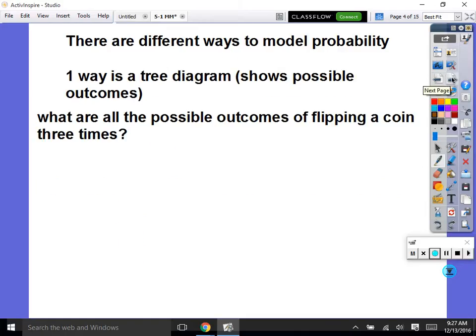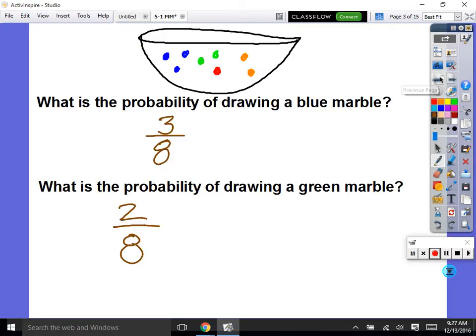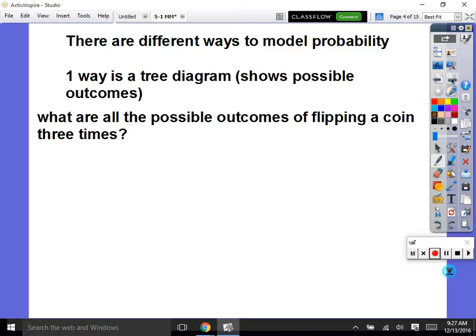There are different ways to model probability. One is a tree diagram, which shows the possible outcomes we could get, and we're going to learn how to do that. Instead of looking at actual probabilities, we're going to look at independent events, where I'm doing 2 different things or doing something twice. We're going to list out the possible outcomes.